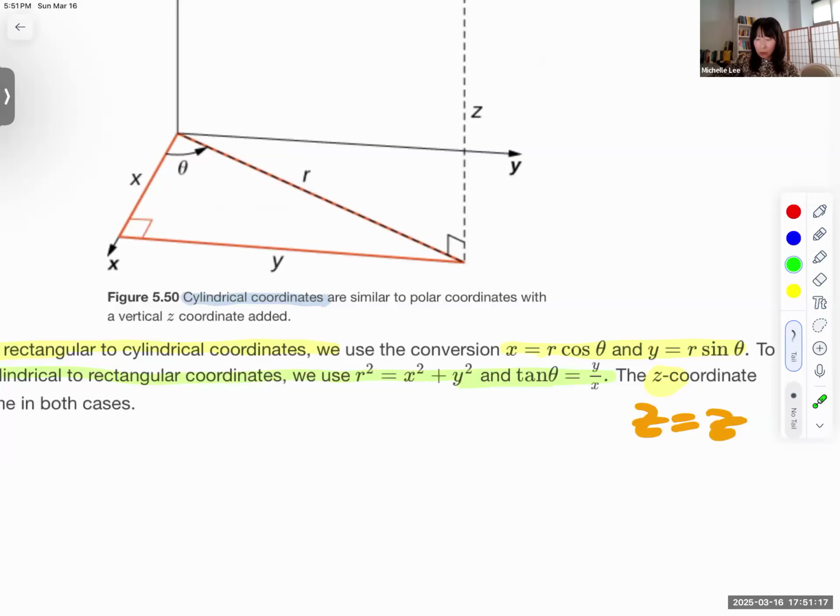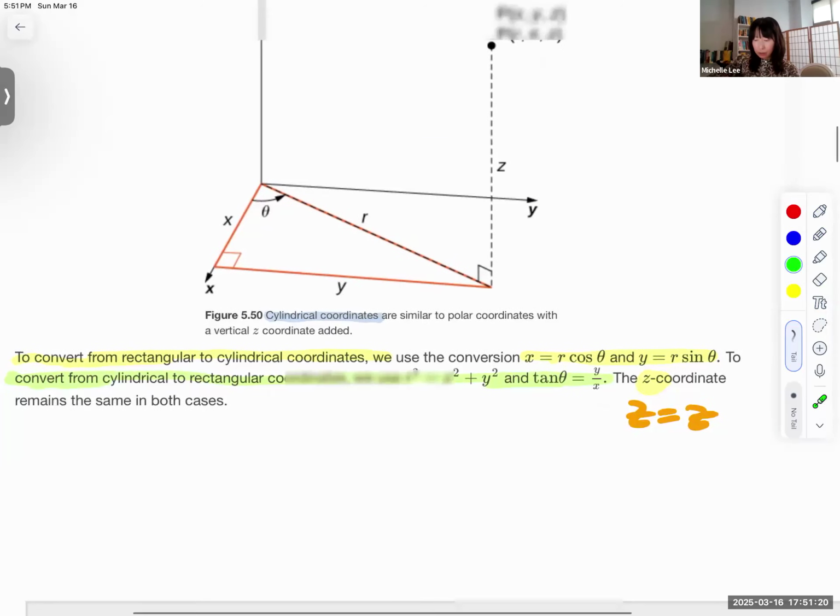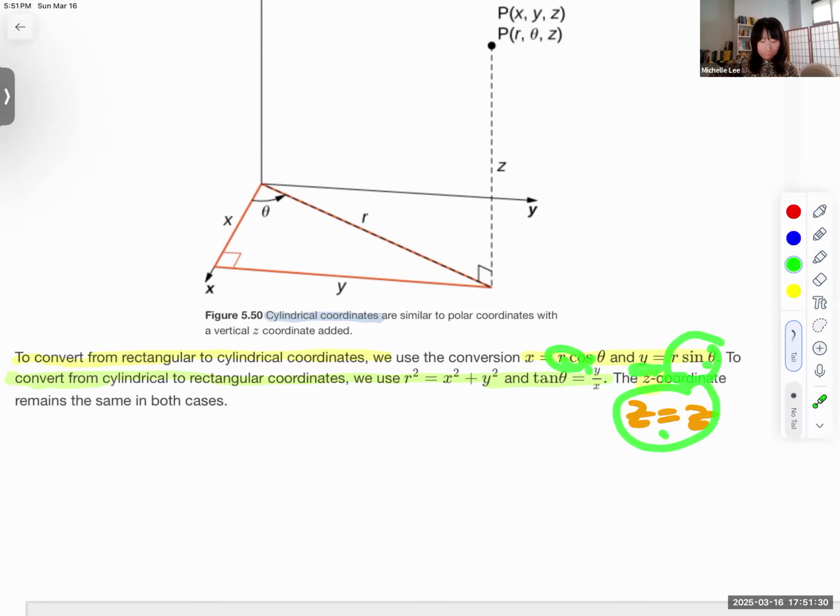If we want to convert from rectangular to cylindrical, we use x equal to r cosine theta, y equal to r sine theta, and z equal to z. When we convert from the cylindrical to the rectangular, or Cartesian, coordinate system, r squared equals x squared plus y squared, tan theta equals y over x, and z equals z.